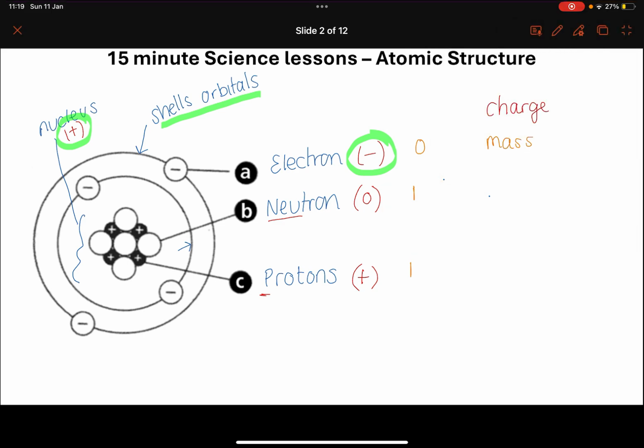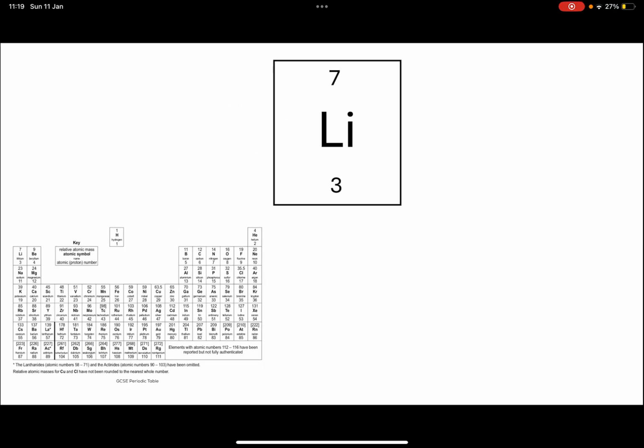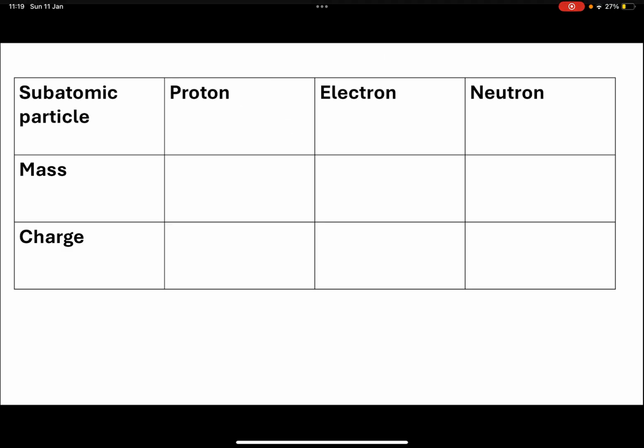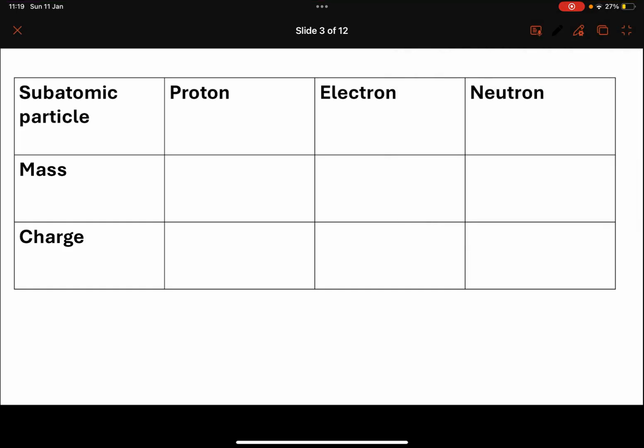Okay, moving on then, and we're just going to summarise this in this table, and this might be a good opportunity for you to pause the video and see if you can fill this in based on the information that I am showing you. Just get the pen on. So pause the video. I'm going to go through the answers in a second.